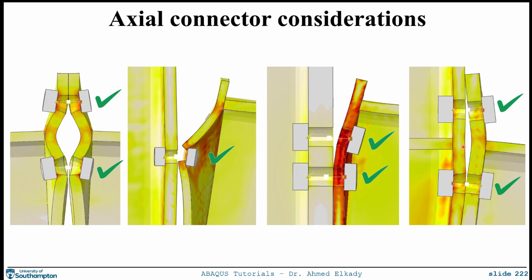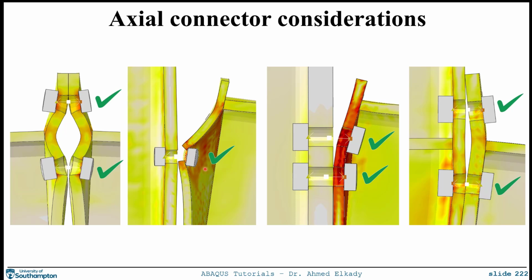One final important consideration to take into account when using the axial connector modeling approach. As I noted in the beginning of the tutorial, this approach is valid for many types of connections whenever you have the bolt under tension or under tension and small shear. This is the case for all of these examples that we see here in this slide.